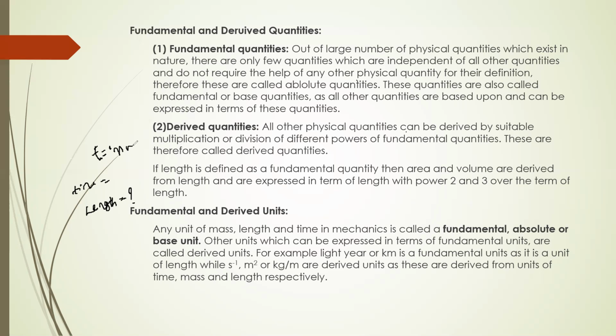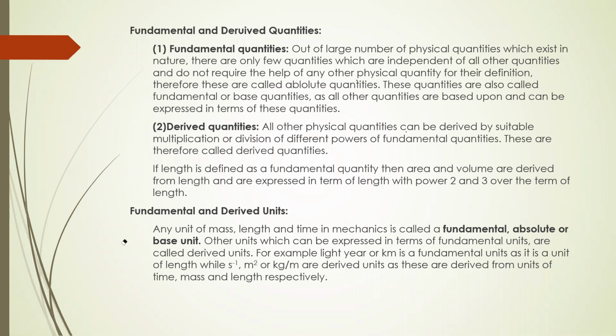Therefore, the quantities which are not depending on anything for the measurement, or you can say the quantities which are independent of all other quantities, are called fundamental quantities, and the quantities which are dependent on other quantities are called derived quantities. I hope the fundamental and derived quantity definitions are clear to you. Okay. So next it is written, therefore, these are called what? Absolute quantities. Fundamental quantities are also called absolute quantities.